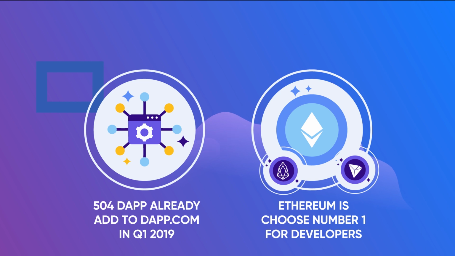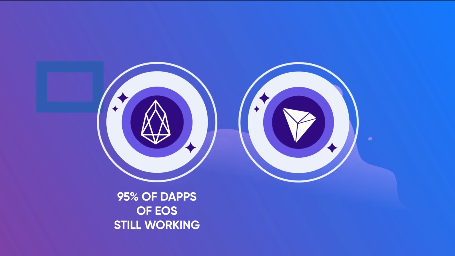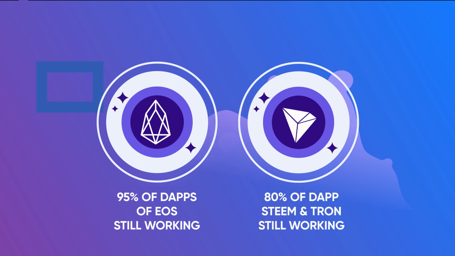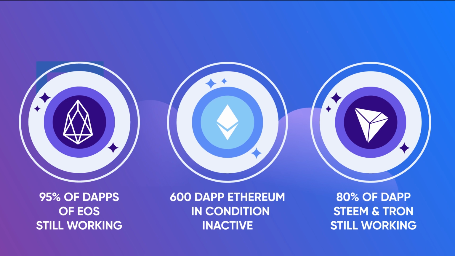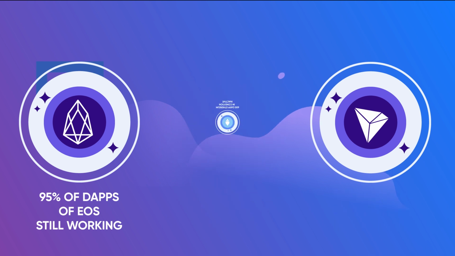In terms of DApp activeness, 95% of the EOS DApps remained active, with 326 out of the 341 DApps having transactions in the first quarter. More than 80% of DApps that were built on the Steem and Tron networks had active users too. On the other hand, although beating other chains in terms of DApp amount, nearly 600 Ethereum DApps were in inactive status without a single transaction record over the past 3 months.